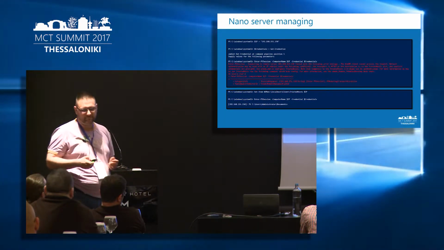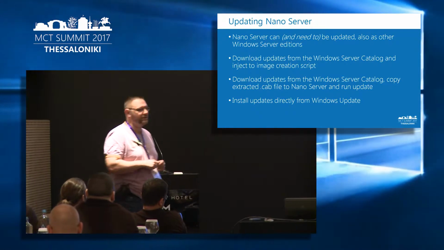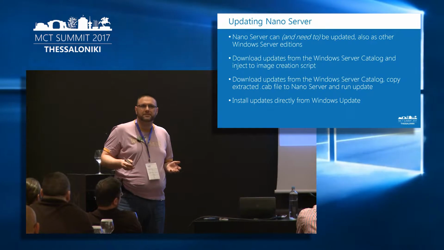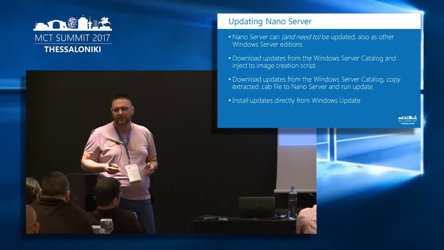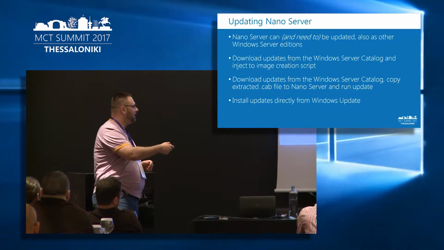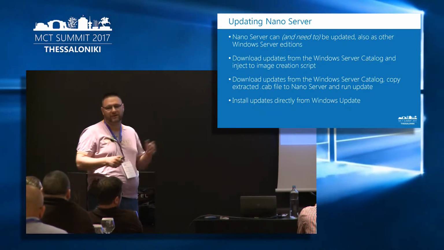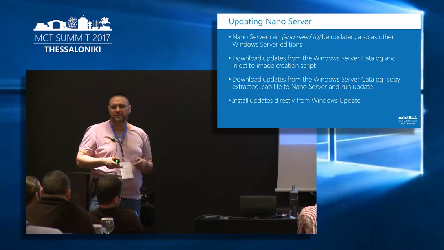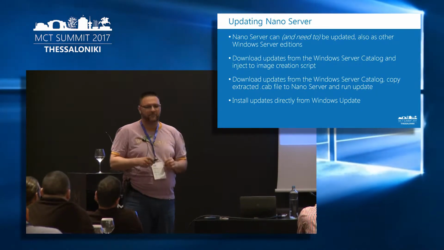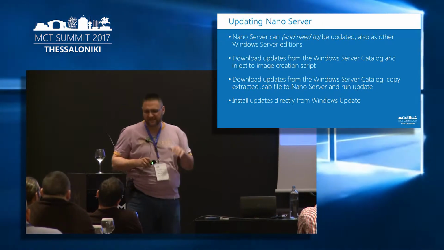About updates, download from Windows Catalog online, when the machine is online. It takes, I don't know, 10 to 15 minutes to check and install. Download from the catalog, copy the extracted cab to Nano Server, and add package and start package to install that cab file. I don't have details about offline, but it is supported.